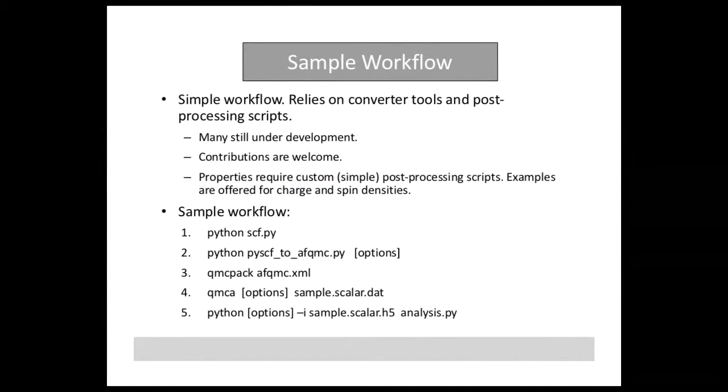You're going to do some sort of mean field calculation that's going to generate its own checkpoint, for example, its own solution. Then you have to run some converter tool that's going to translate their output into what we read in AFQMC. And it's typically just a one-line Python call, and it should be pretty quick. Then you just run AFQMC. I'm going to go into details about the input, and you run QMCA to post-process the data file.